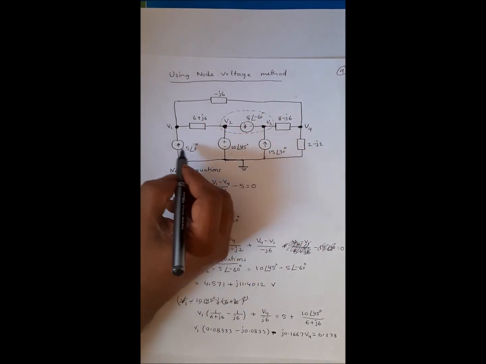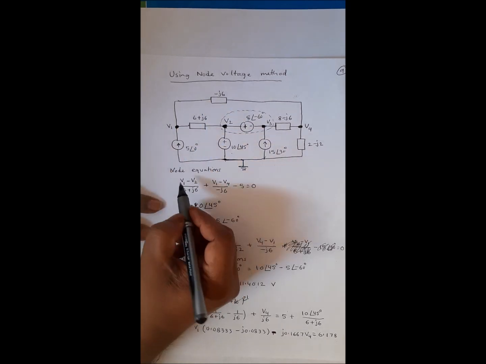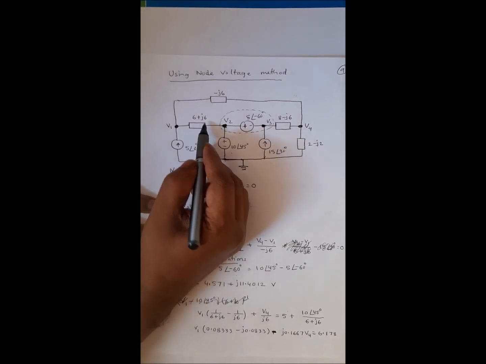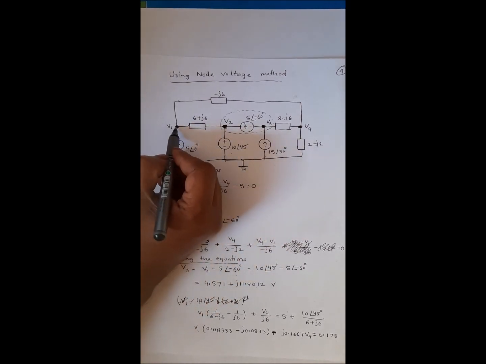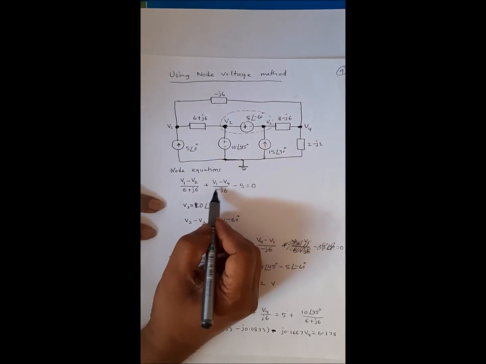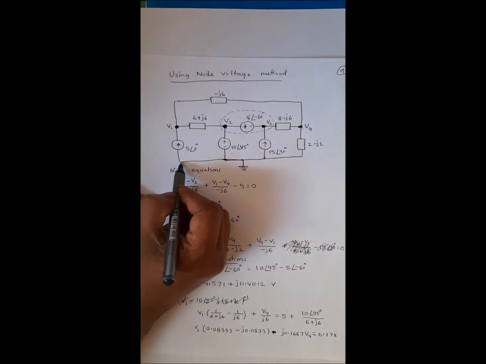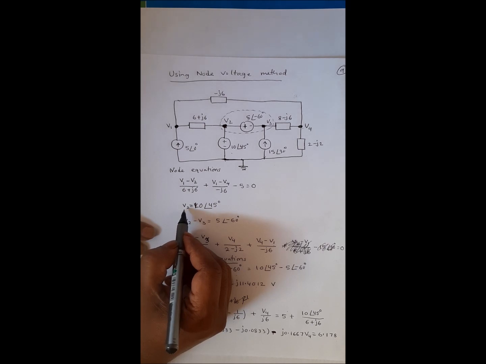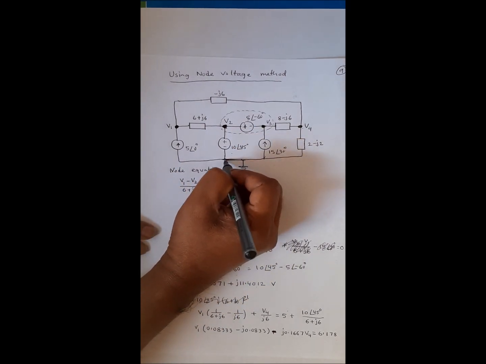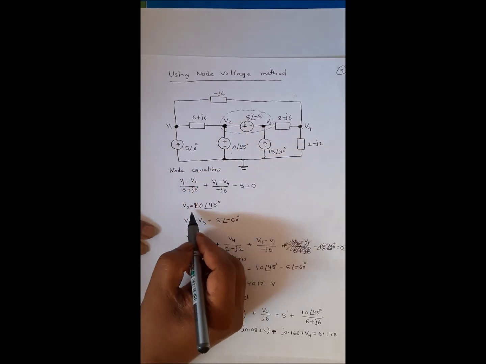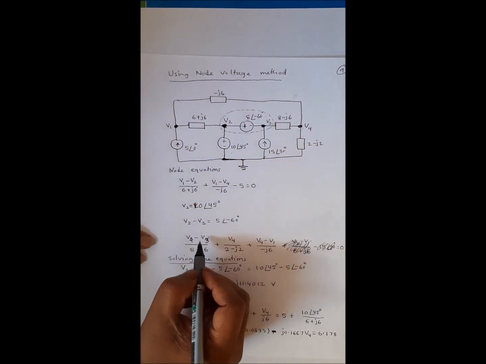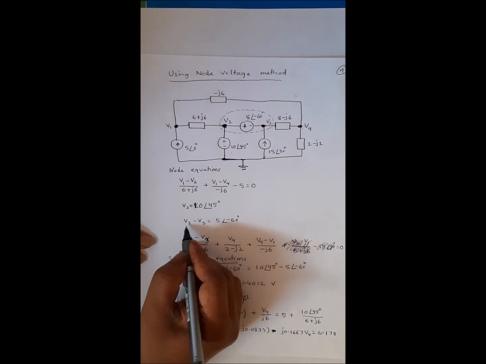If you see for V1, we have 1, 2, 3 components, so there will be 3 terms in this V1 expression. One is V1 minus V2 over this, another is V1 minus V4 over -j6, and the incoming current is negative 5. So you can get this equal to 0. And V2, you already know, is connected with the voltage source, so V2 equals 10∠45, and V2 minus V3 is 5∠60. So V3 you can solve from V2.